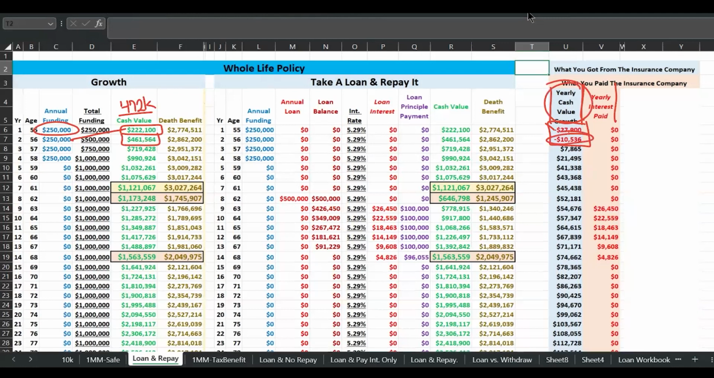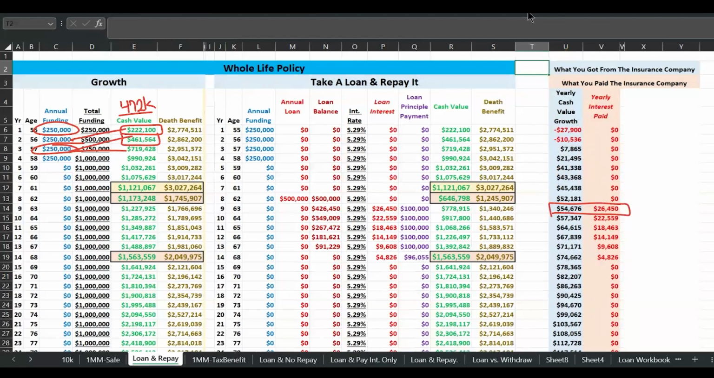Finally, in year 3, you add 250, you get your 250 back, plus another $7,800 in change. So what we're looking at here is the net growth, the actual money we're getting from the insurance company each year. Make sense? And then we'll compare that with how much we're paying in loan interest each year.